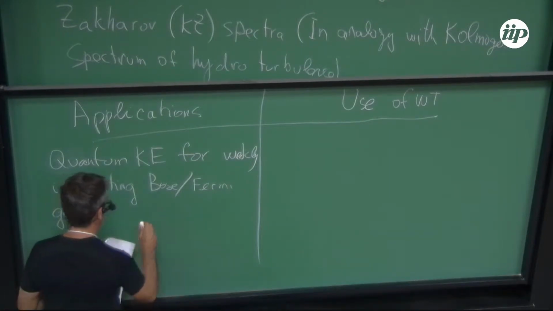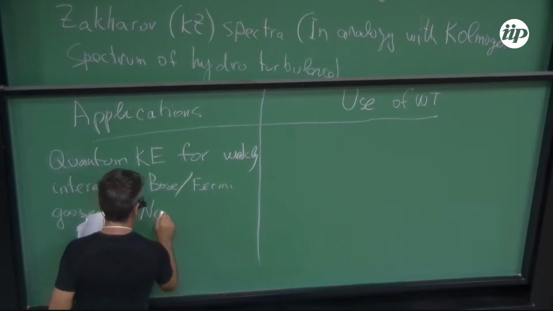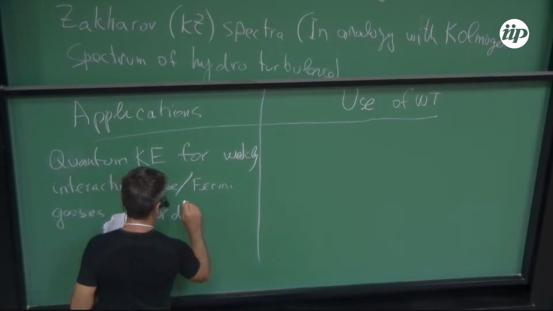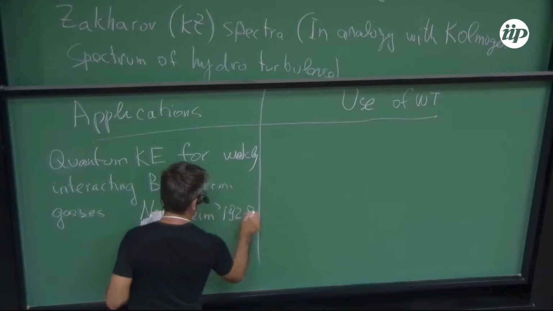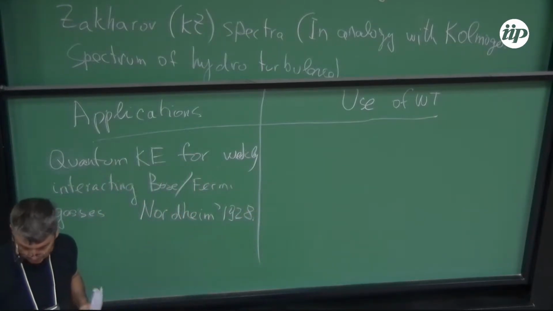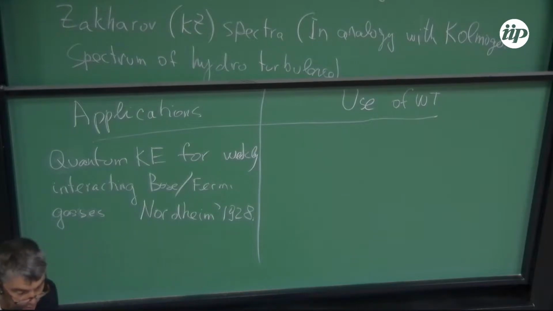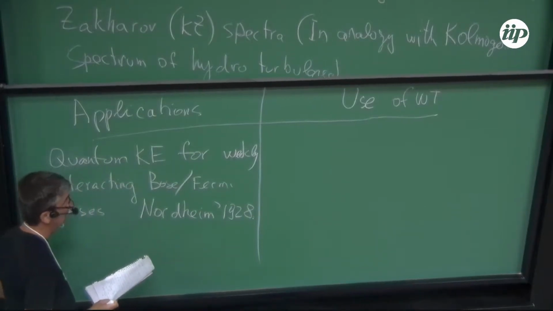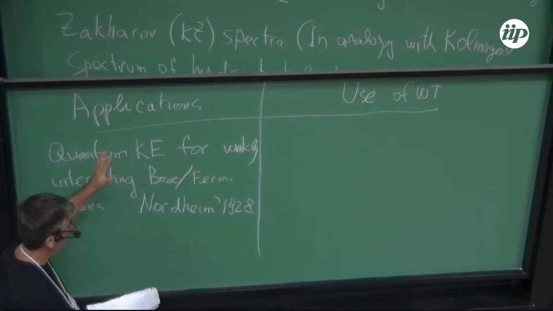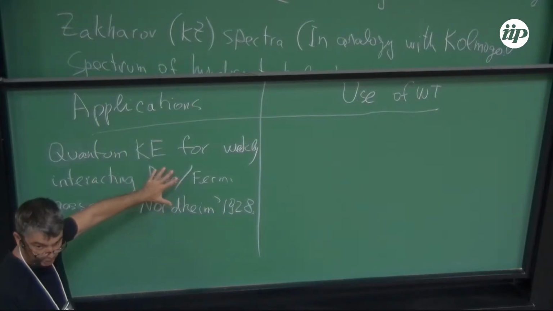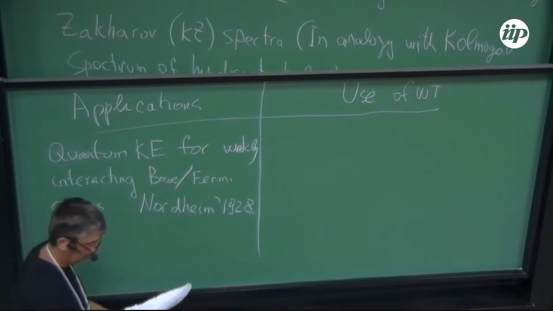So famously introduced in the subject by Nordheim in 1928. He did not derive it like we do it these days. He used the Fermi's golden rule principle. Okay, that was the most direct way to obtain such an equation. So this quantum kinetic equation actually has a classical limit, which is exactly the wave kinetic equation.